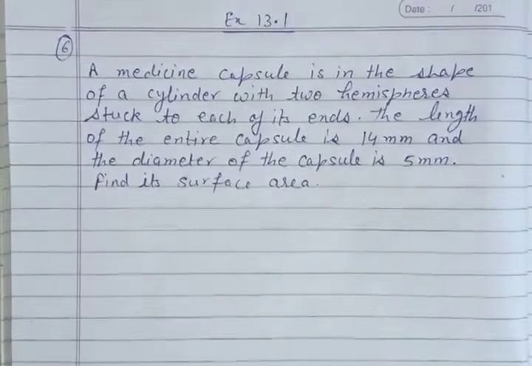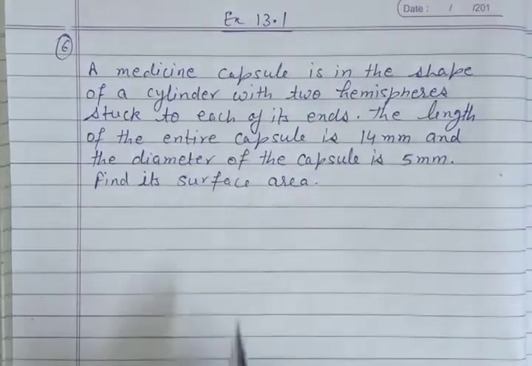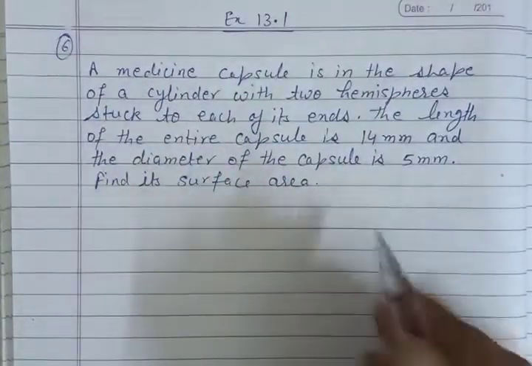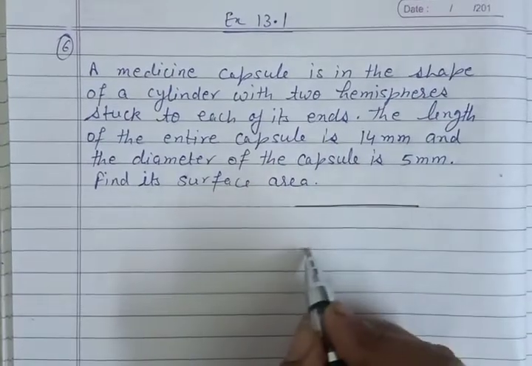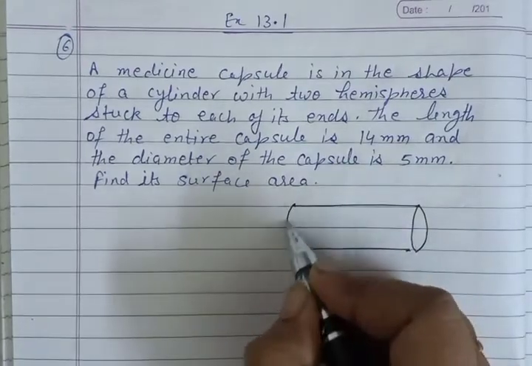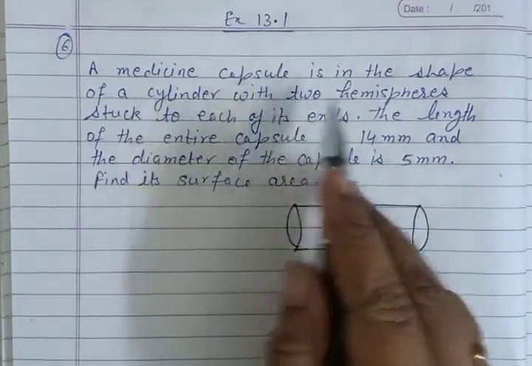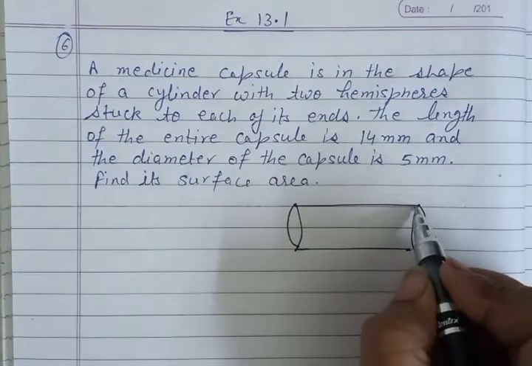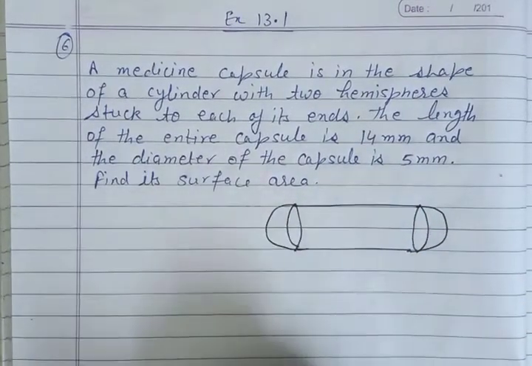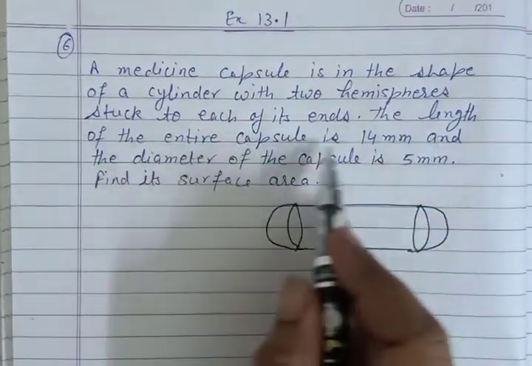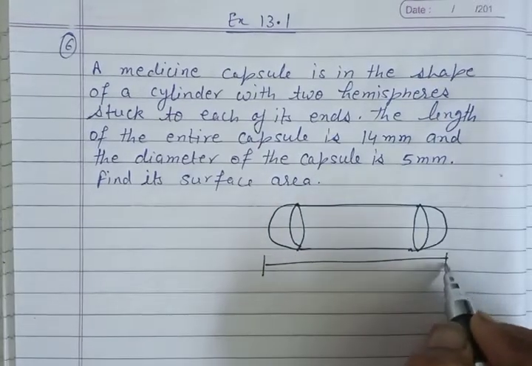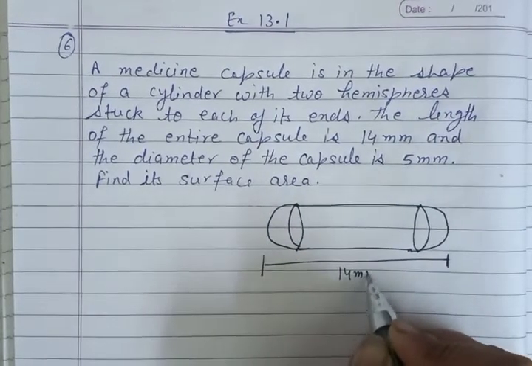Now in this video we will do the 6th question of exercise 13.1, which says a medicine capsule is in the shape of a cylinder, with two hemispheres stuck to each of its ends. The length of the entire capsule is 14 millimeters. It means from here till here it is 14 millimeters.